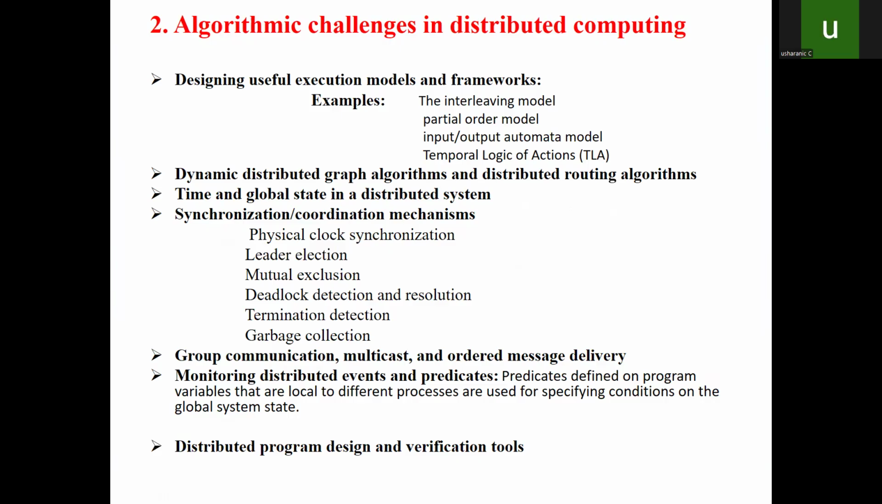Next one is monitoring distributed events and predicates. A predicate is a condition defined on variables that live in different processes, used to describe and detect a condition about the overall system's global state. And next one is distributed program design and verification tools. These tools help build formally verified distributed programs and check that they are correct.